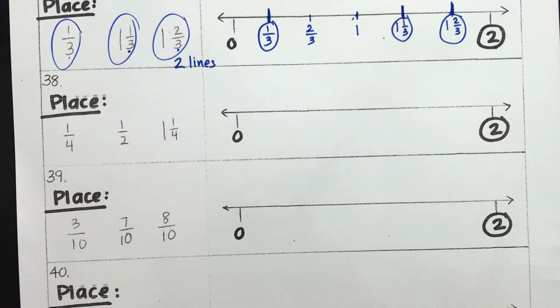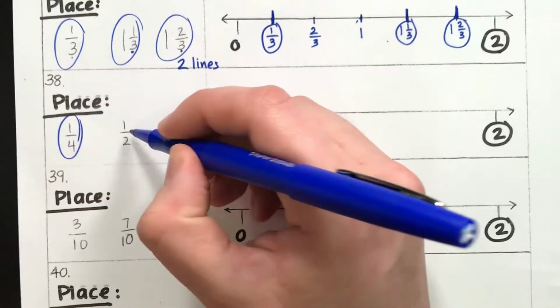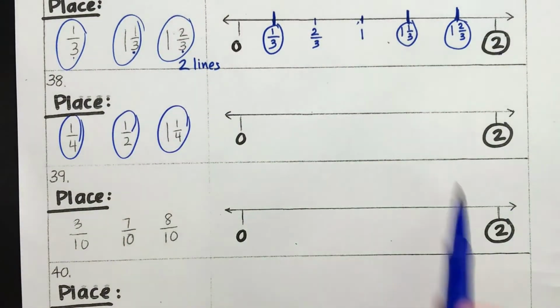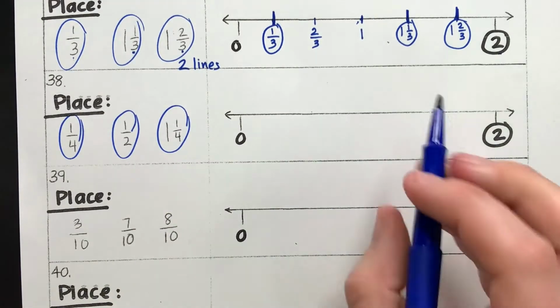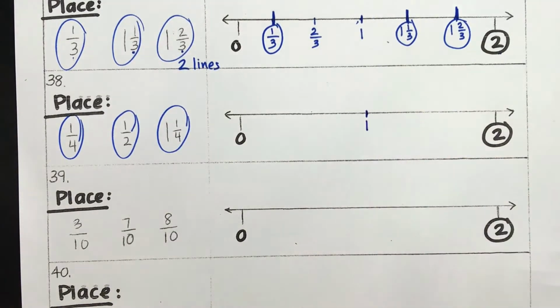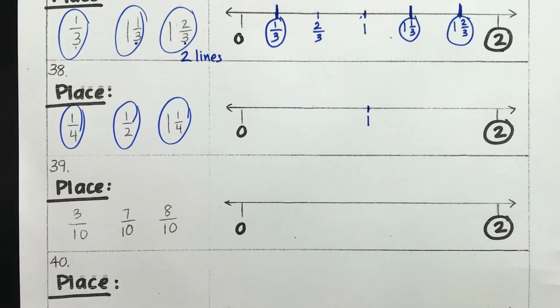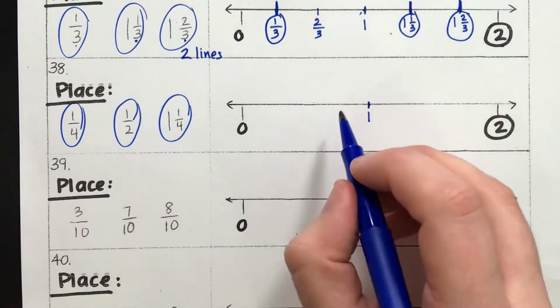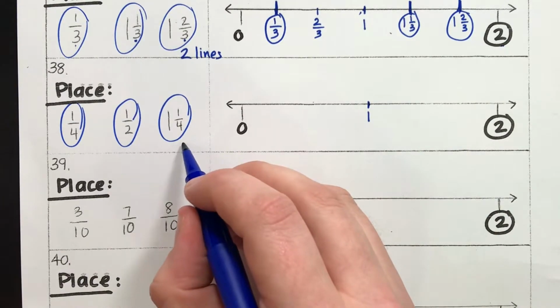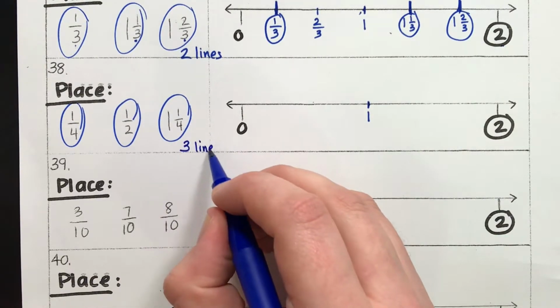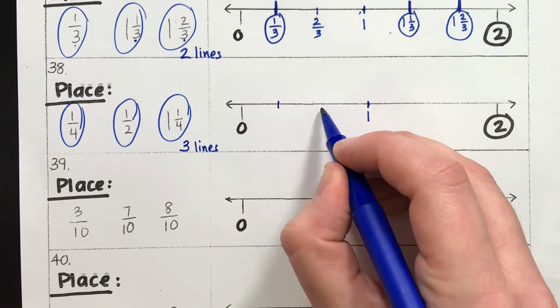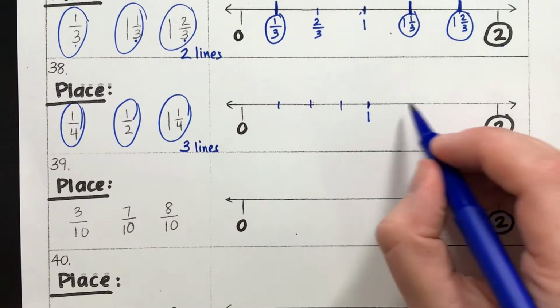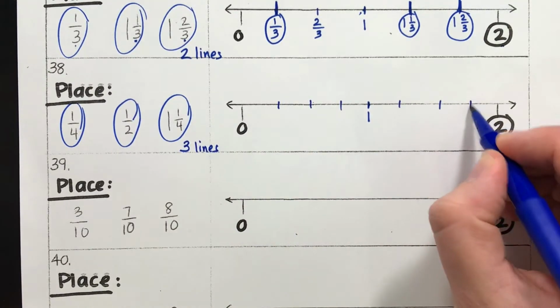All right, number 38. So we have 1/4, 1/2, and 1 1/4. Again, we're going from 0 to 2, so mark off your 1 right in the middle there. And then we need to cut each section into fourths. All right, so if we're cutting into fourths, we need to draw 3 lines. 1, 2, 3. 1, 2, 3.